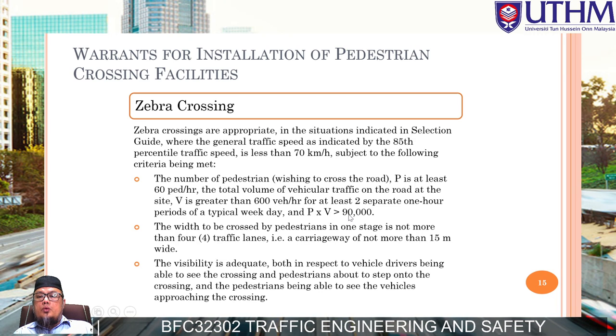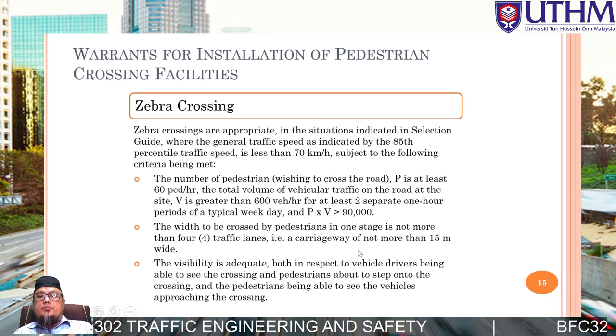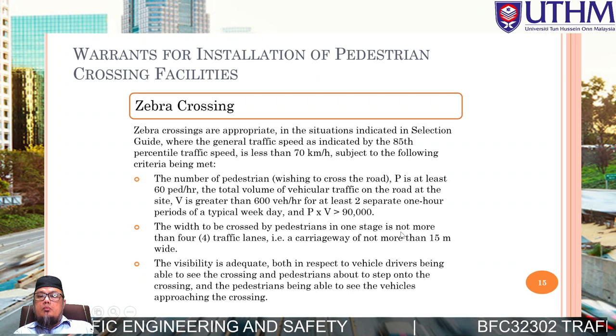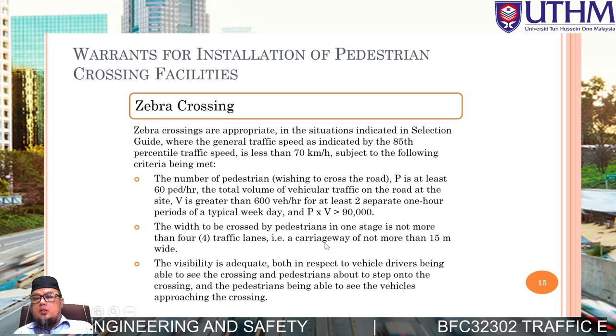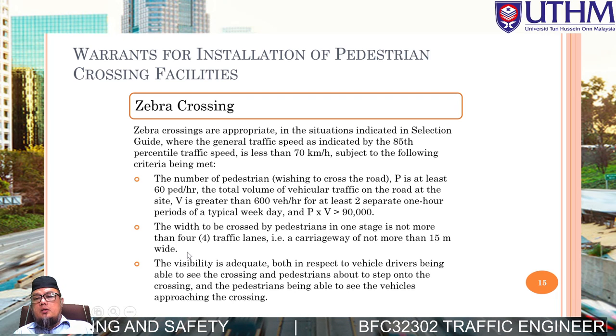And when we multiply the number of pedestrians and the vehicle volume, it is over 90,000. Okay, the width to be crossed by pedestrians is in one stage, not more than 4 traffic lanes, and the carriageway is not more than 15 meters wide. So consider as well the length of the crossing.